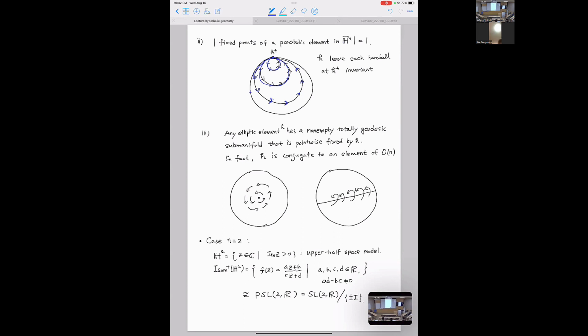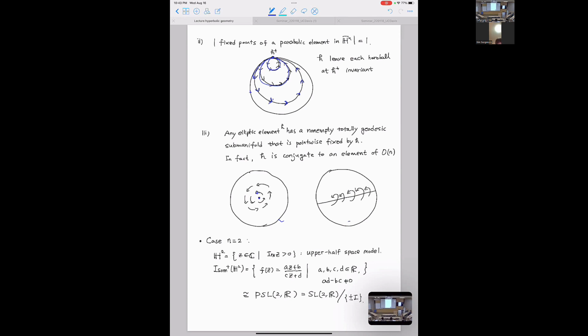Lastly, the elliptic element is actually a rotation, like this. So it has a unique fixed, no, not unique. Anyway, a fixed point inside the hyperbolic space, and it rotates around the fixed point of the elliptic isometry. So okay, here gives some dynamics of the elliptic isometry.